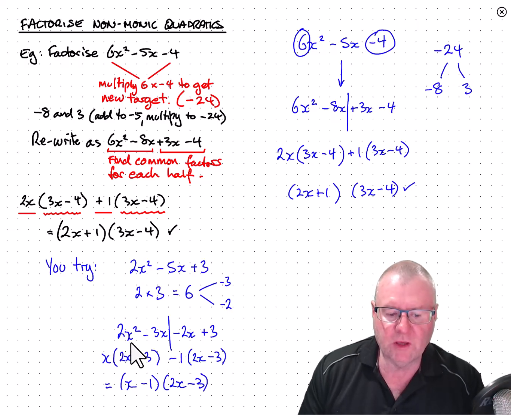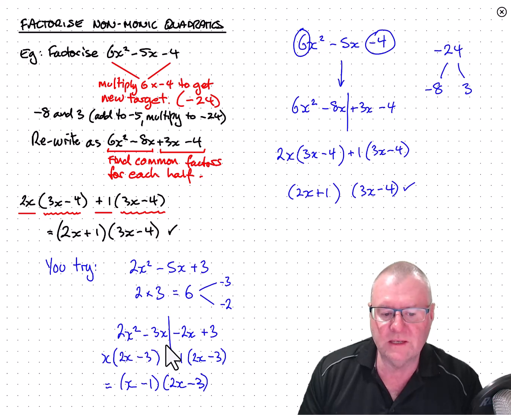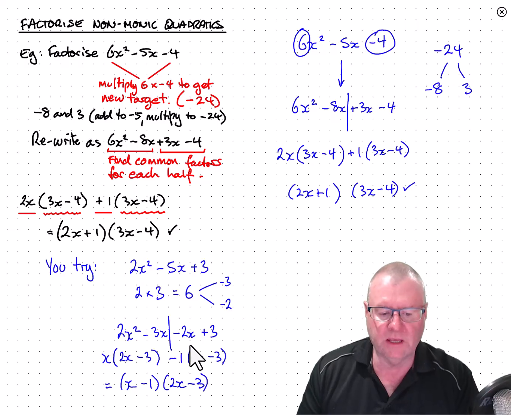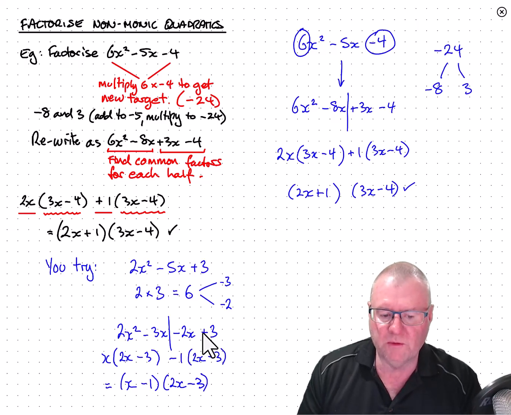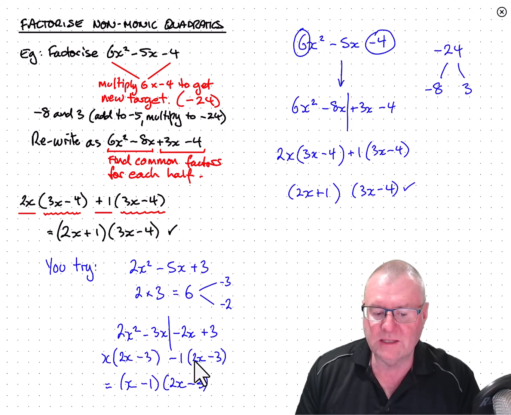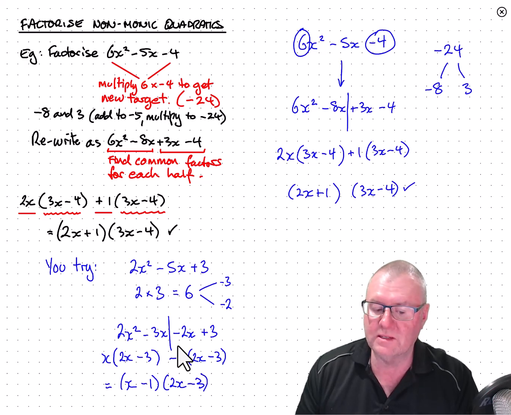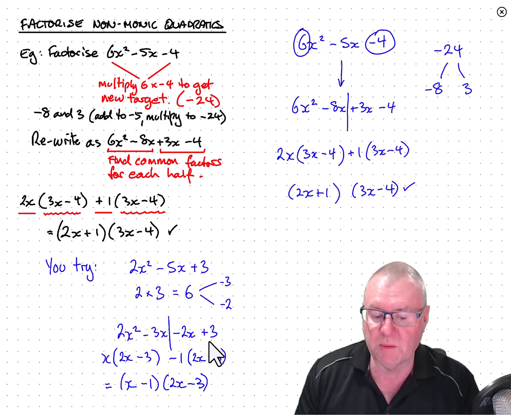Alright, I can see in the first half the only thing that's common to these two pieces is the x. So I pull that out the front. X times 2x gets me 2x squared. X times negative 3 gets me back to negative 3x. Alright, all good there. However, here's where things get a little bit funky, because you're thinking, well, there's no common factor here. I could pull out the 1, but then that wouldn't work. Here's the important bit. My second bracket needs to be the same as the first bracket. So to make that work, I'm not pulling out a 1, I'm pulling out a negative 1, because negative 1 times 2x gets me negative 2x. Negative 1 times negative 3 gets me my positive 3.